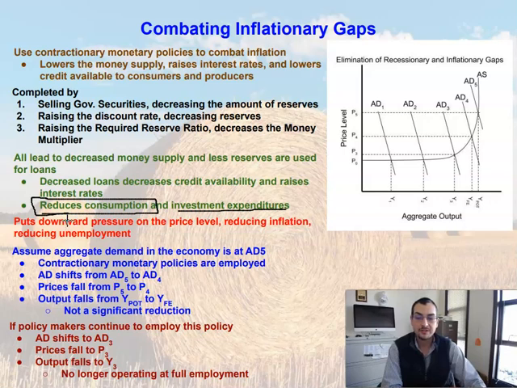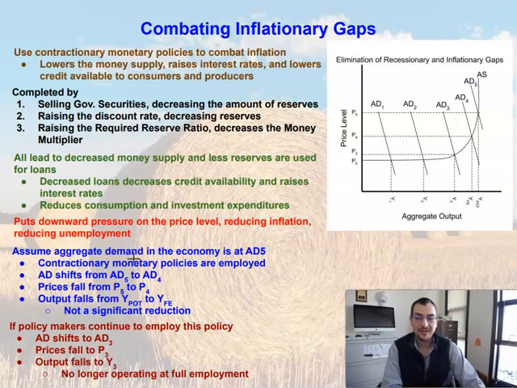What does all of this do? Well, it puts downward pressure on the price level. It's going to reduce inflation, and it's going to reduce, or it's actually not reducing unemployment, but increasing unemployment. It's reducing employment. So I forgot to take off the "un" part, but it's actually going to be starting to reduce employment overall. So how does this work?